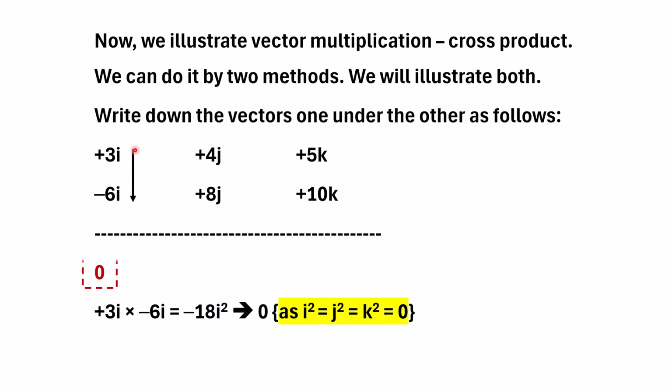So first of all, 3i into 6i. Now 3 into 6 is 18, i into i is i square, but i square is 0. i square is 0, j square is 0, k square is 0. So ultimately we put a 0. Just put a 0, because i into i is i square. 6 into 3, 18, that does not matter. Just put a 0.